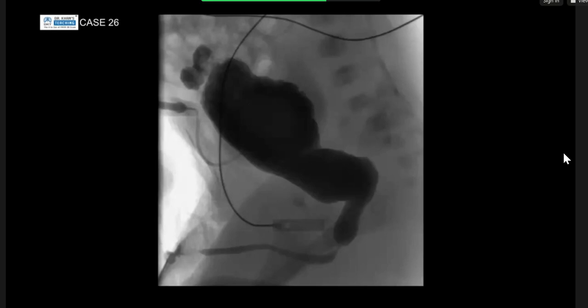The contrast field outpouching adjacent to the dome of the bladder can be a diverticulum, or it can be an image of the partly imaged ureter, but more likely it could be a diverticulum. So my diagnosis is a posterior urethral valve with a trabeculated bladder and a bladder diverticulum.